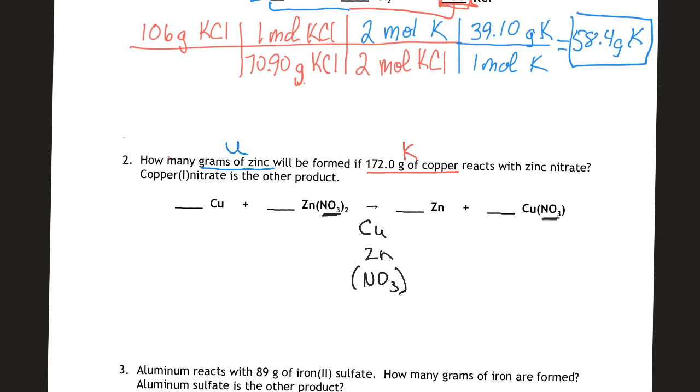So let's do our tallies. We've got 1 copper, 1 zinc. Because of that little subscript there, I've got 2 NO3. On the other side, I've got 1 zinc, 1 copper, and there's no subscript here, so that means I only have 1 of these. So I'm balanced until I get down to the NO3. I have 2 on the reactant side, so I need to have 2 on the product side. I'm going to put 2 there.